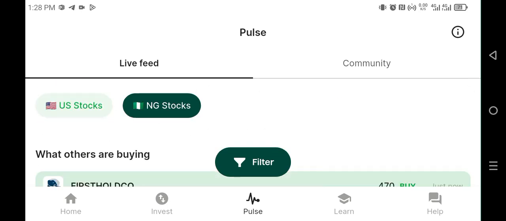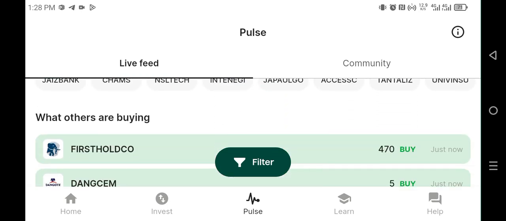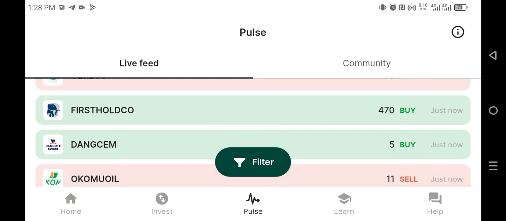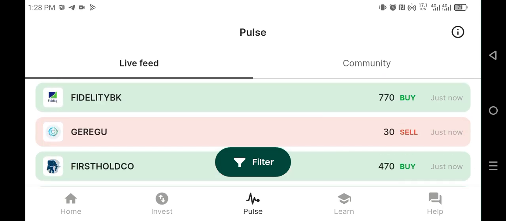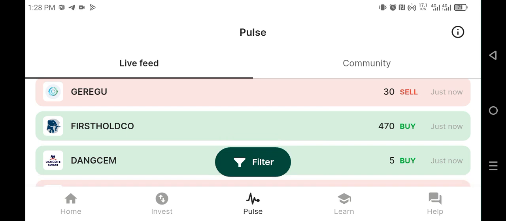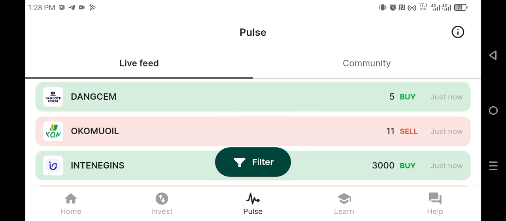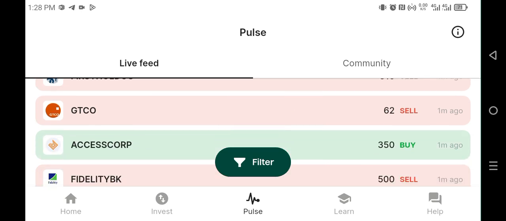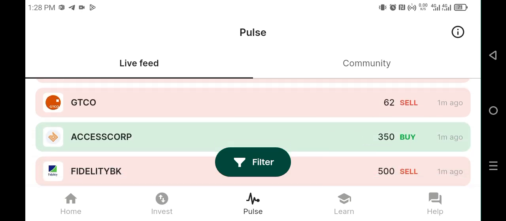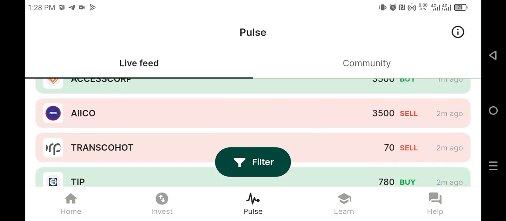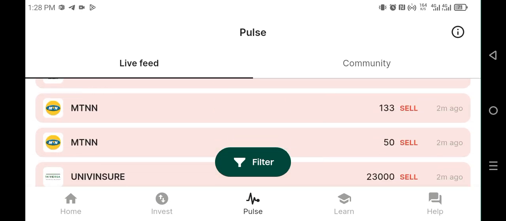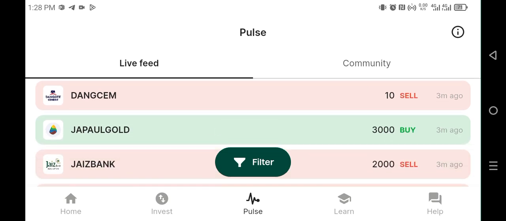Now let's go to the Nigerian stock. Now under the Nigerian stock, you see people are buying First Holding Co, people are buying Dangote, people are buying Fidelity, someone just sold Okomu Oil. So you will see the reoccurring stocks people are buying and selling. Right, this might be a guide for you to know what to buy and what to sell.